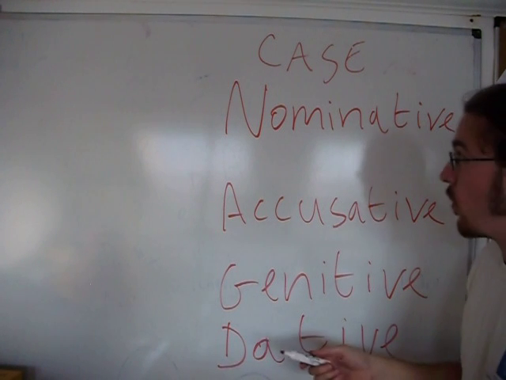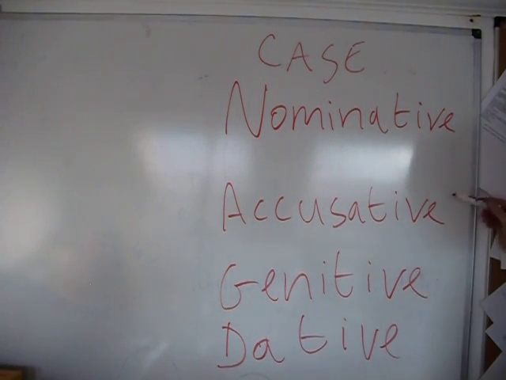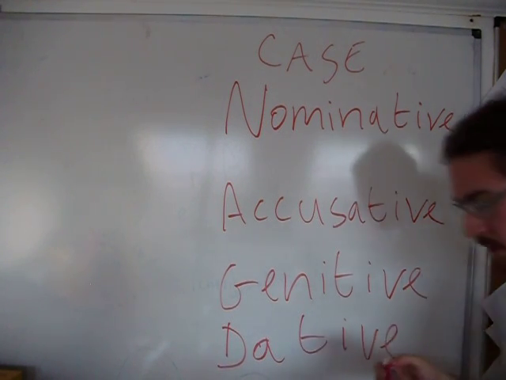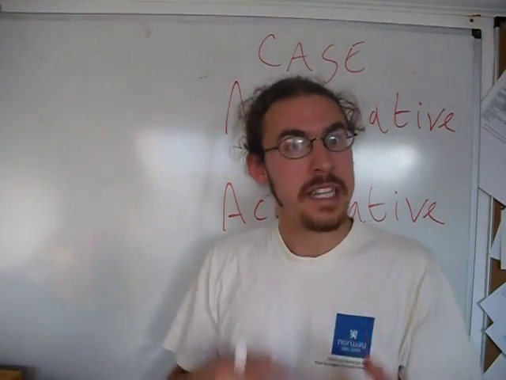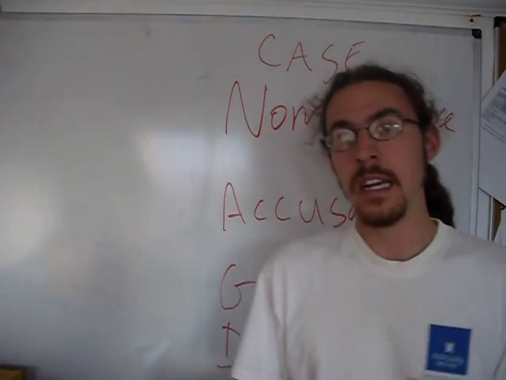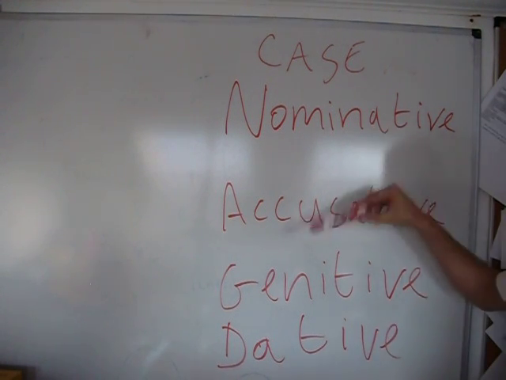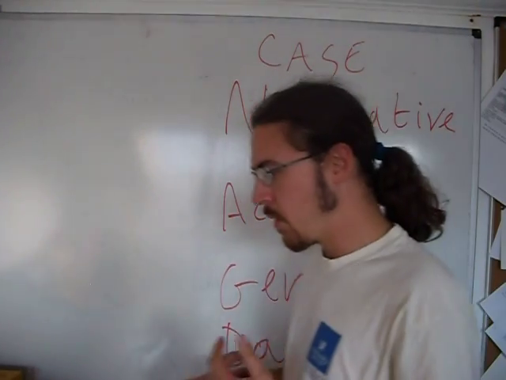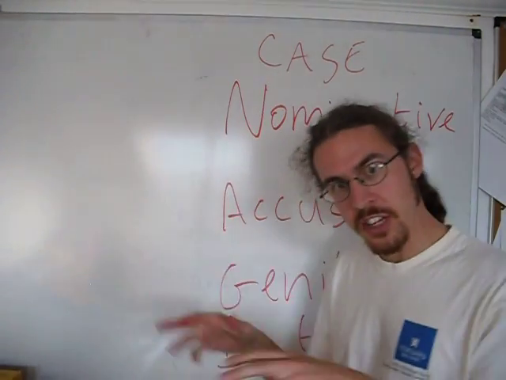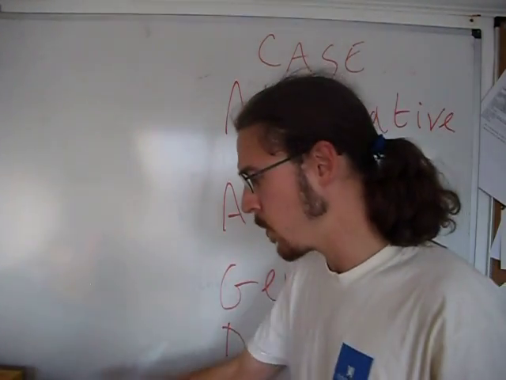N-A-G-D stand for nominative, accusative, genitive, and dative. I suggest you write those down and get to know them. You're going to need these words all the time in dealing with Old English. So pause the video if you need to. We'll deal with nominative and accusative first. They're the more fundamental ones, and we'll get into genitive and dative afterwards.